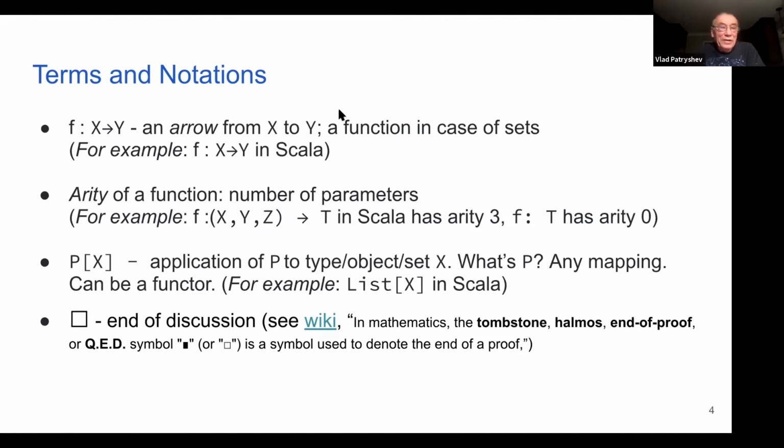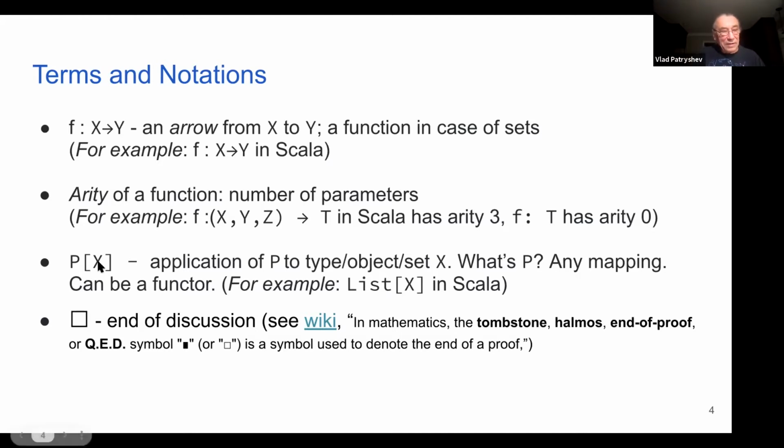More notation. f: X to Y is an arrow from X to Y. In Scala, they're all called functions or methods, and I denote it the same way. In the case of sets, we're talking about functions, and you're pretty much familiar with it, I guess. Arity of a function is the number of function parameters. If you have a function f from (x, y, z) to t, this is a notation in Scala, and this function has arity 3. If we have a function f: t, it has arity 0. It always returns a value of t, and it doesn't need any parameter.